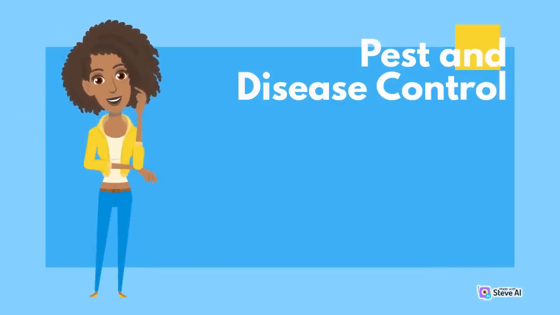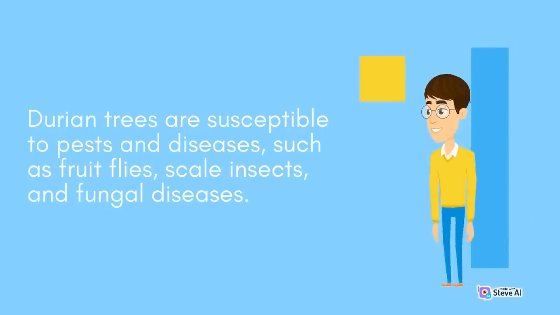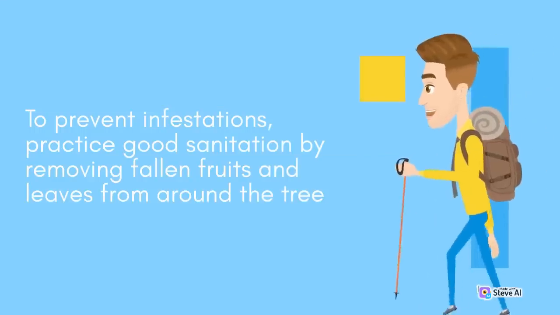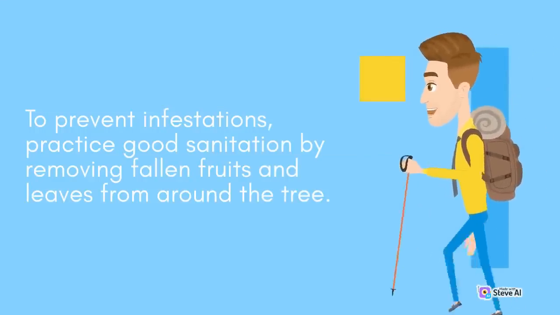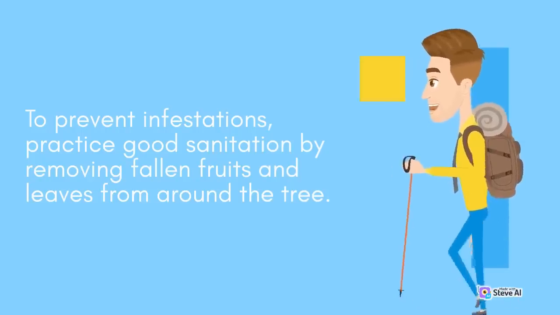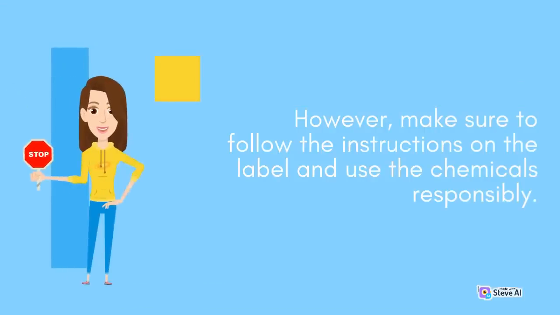Pest and disease control. Durian trees are susceptible to pests and diseases, such as fruit flies, scale insects, and fungal diseases. To prevent infestations, practice good sanitation by removing fallen fruits and leaves from around the tree. You can also use insecticides and fungicides to control pests and diseases. However, make sure to follow the instructions on the label and use the chemicals responsibly.